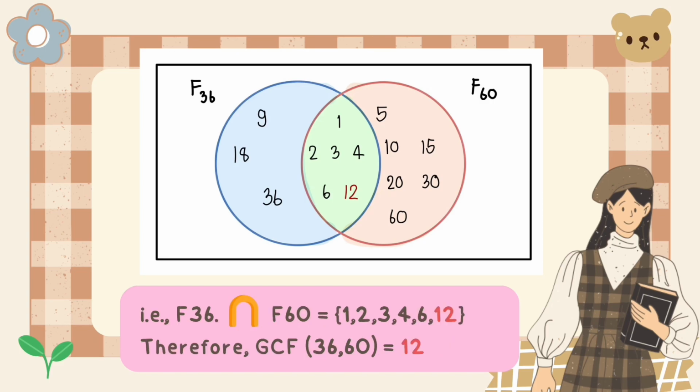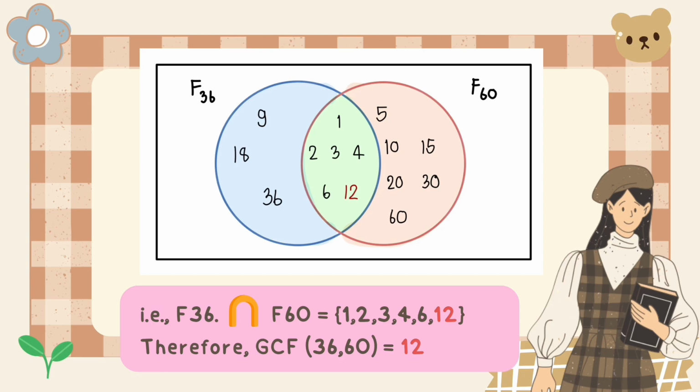You can use the diagram to summarize the information. Notice that the common factors are shaded in green. They are 1, 2, 3, 4, 6, and 12, and the greatest is 12. And F36 intersection F60 is 1, 2, 3, 4, 6, 12.